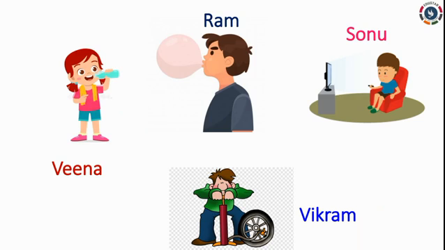Students, shall we do an activity? Here, you are seeing some pictures. Look at these pictures and say who all are using appliances that run on air. Can you say? Veena, Ram, Sonu and Vikram. Yes, dears, you are correct. Ram is blowing a balloon and Vikram is filling air in a tube.